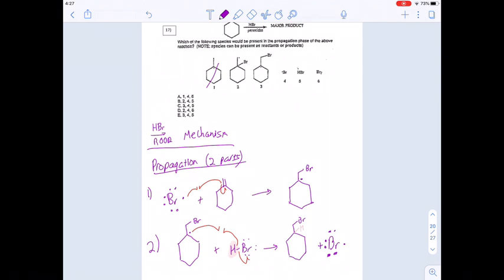So let's go ahead, now that we have our propagation, and look at which of the following species are present in the propagation stages. We have 1 with just the radical on it, and we don't see that, so 1 is not going to be one of our answers. We have 2 with the Br on the more substituted side. Again, that's not going to be one of our answers. 3 with the Br on the less substituted.